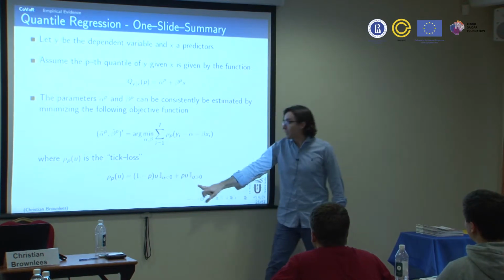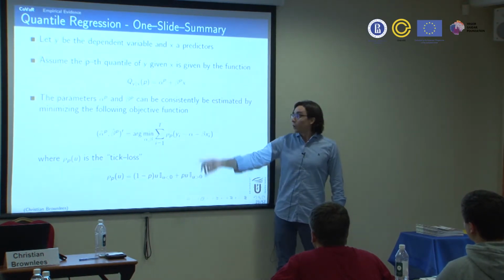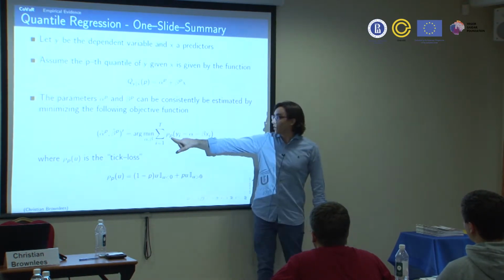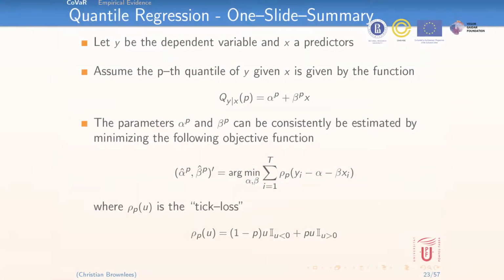And this is the definition of the rho loss function. Note that this loss function depends on the quantile, because you're going to get different estimates depending on which quantile you use. So presumably the loss function used for this evaluation is going to depend on p, of course.